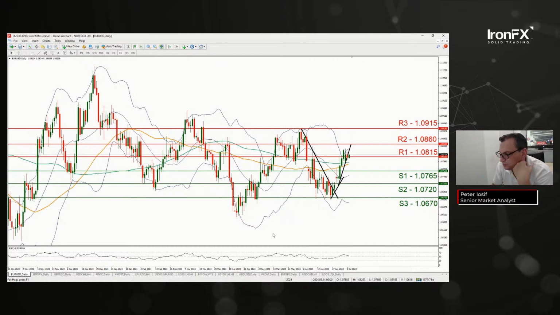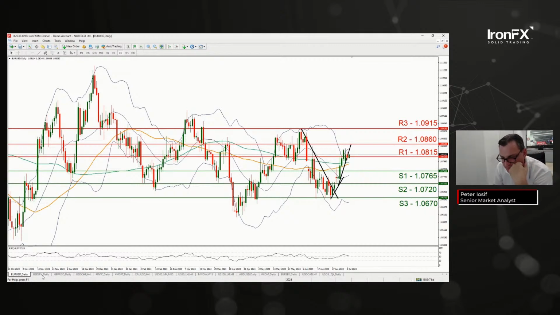For the time being, we tend to maintain a bias for the sideways motion for the pair. However, once again, it's quite uncertain where this is heading. I wouldn't be surprised to see the bulls taking over, given that the 1.0815 seems about to be broken.